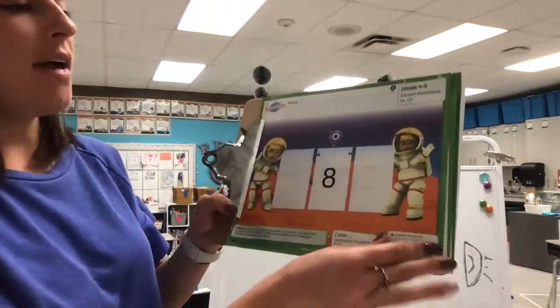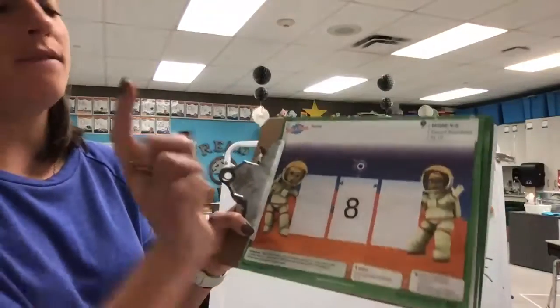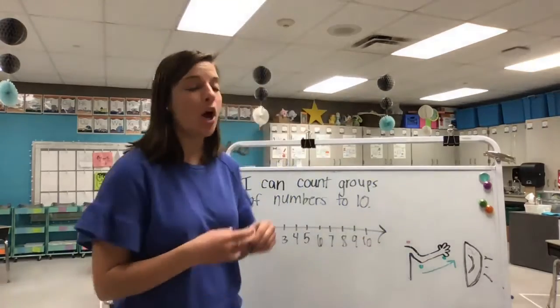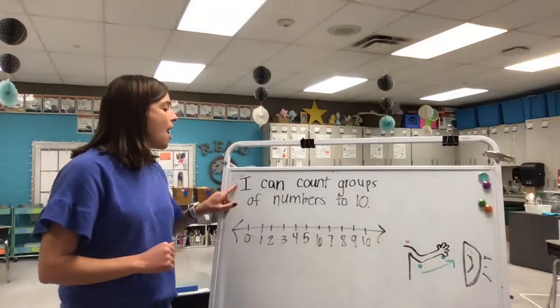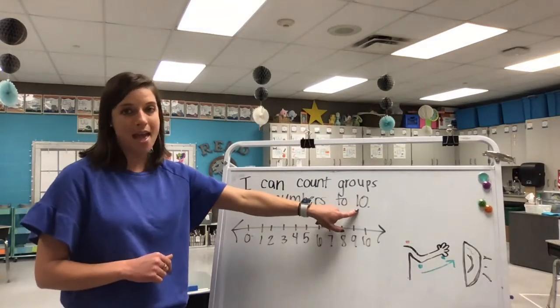Today for math, you will need pages 225, 226, 227, and 228 in your Envisions math book. You will also need a pencil. So go ahead and pause the video and grab the materials that you need. All right, friends, welcome back. Today for math, we're going to hit our learning target that says I can count groups of numbers to 10.